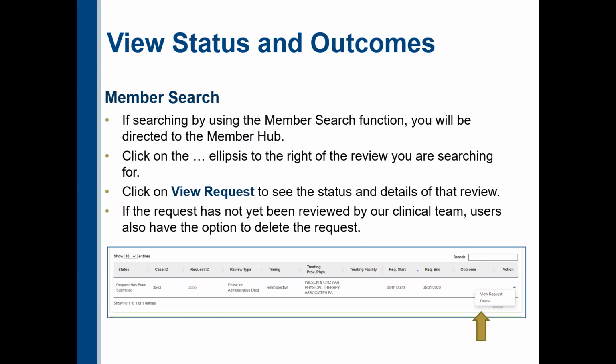If searching by using the member search function, you'll be directed back to that member hub. And in the utilization panel, you'll see all the requests that have been submitted. And you'll click on what we call an ellipsis, which is just these 3 dots to the right of the review. And that will open up this little modal here. You'll select View Request to see the status and details of that review. Or if it's not yet been reviewed by our clinical team, you still have the option to delete that request at this time.